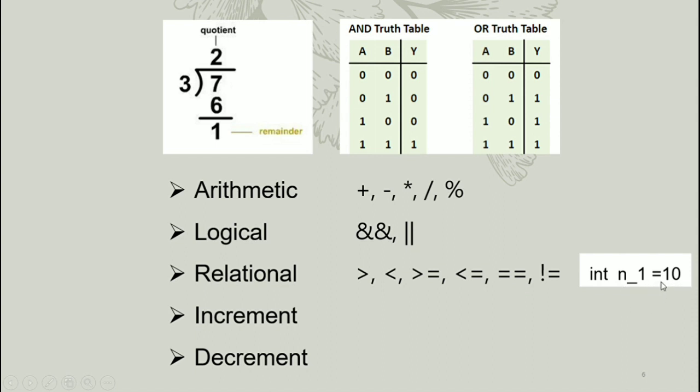So single equal to is used to assign the value to the variable, and double equal to checks whether the value is the same or not on both sides. Not equal to is opposite to this equal to equal to.